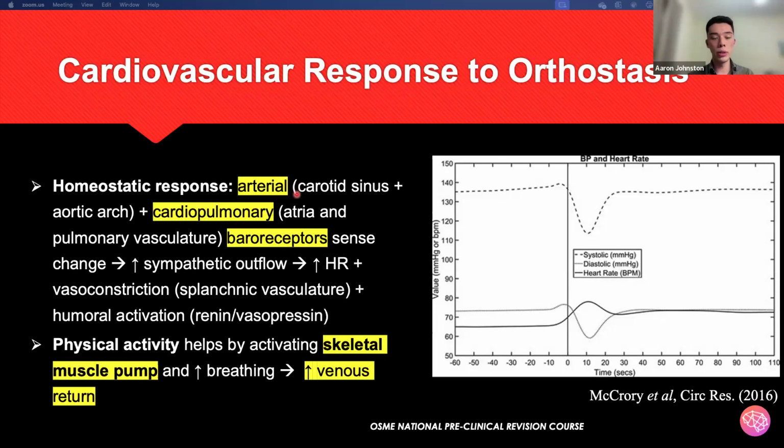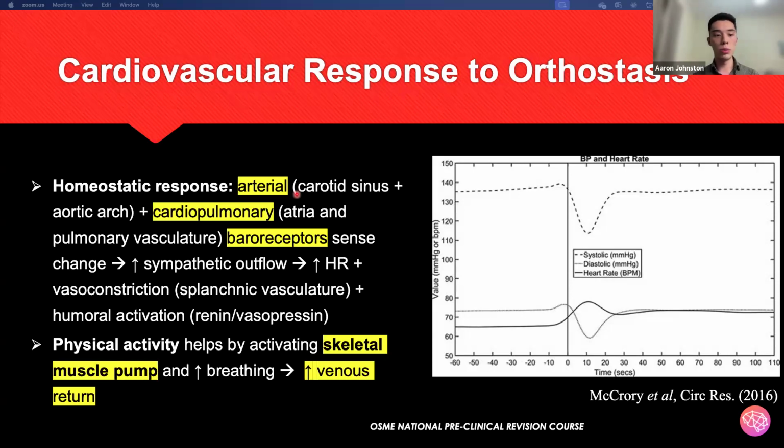And what these do is they detect that reduction in blood pressure, they increase sympathetic outflow, leading to an increase in heart rate and vasoconstriction, particularly in the splanchnic vasculature. So this is the GI tract, the liver, etc., which leads to basically an increase in venous return and an increase in cardiac output via that increase in heart rate. And also humoral activation of, for example, the renin-angiotensin-aldosterone axis.